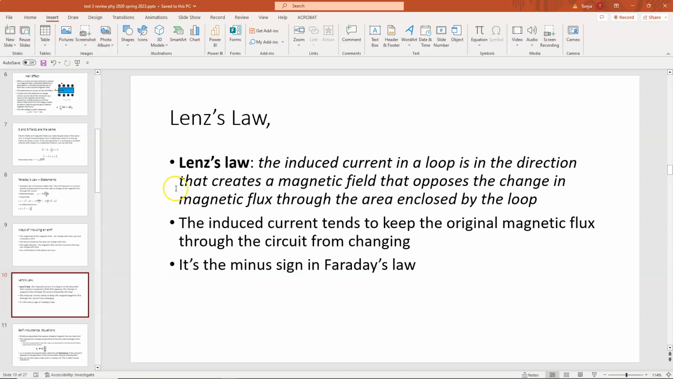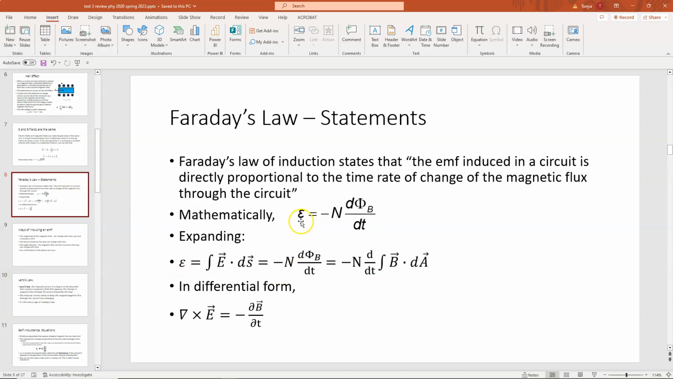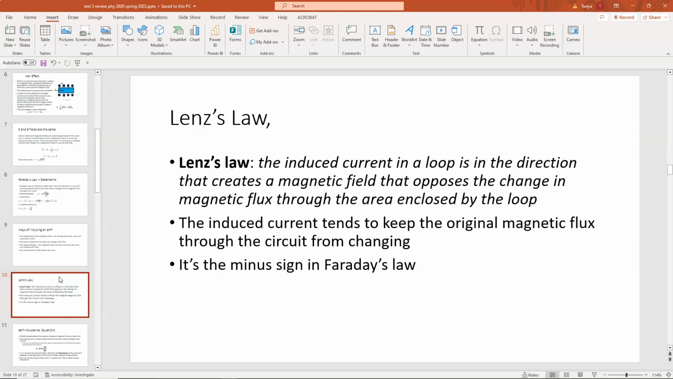Now, Lenz's law is the minus sign in Faraday's law. So remember, here's Faraday's law: the EMF is equal to minus N d phi B dt. The minus sign is Lenz's law. Basically, what it's saying is that the induced current in a loop is in the direction that creates a magnetic field that opposes the change in the flux through the area enclosed by that loop. In other words, it wants to maintain the status quo, and it will induce a current in a loop so that the status quo is maintained.